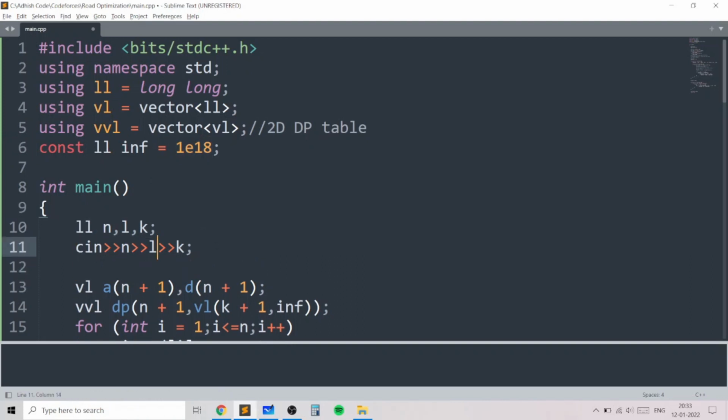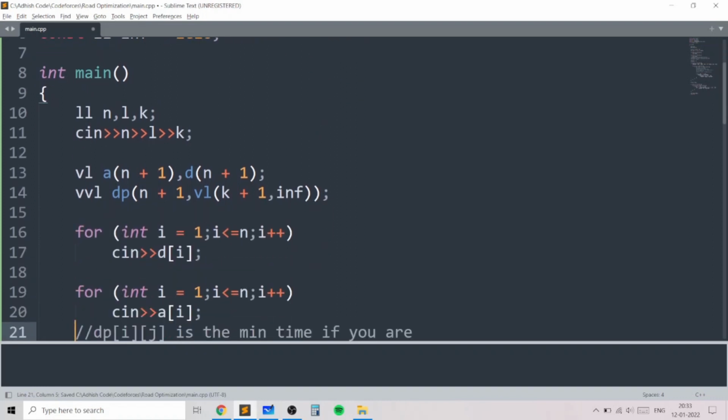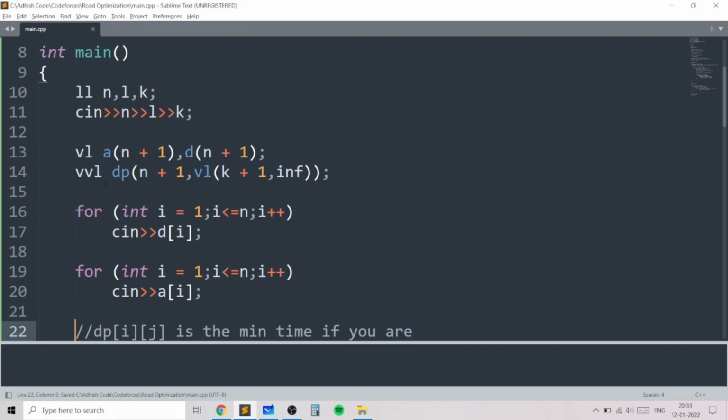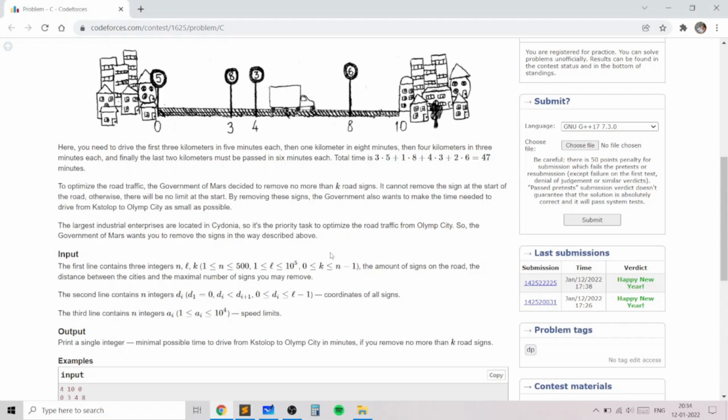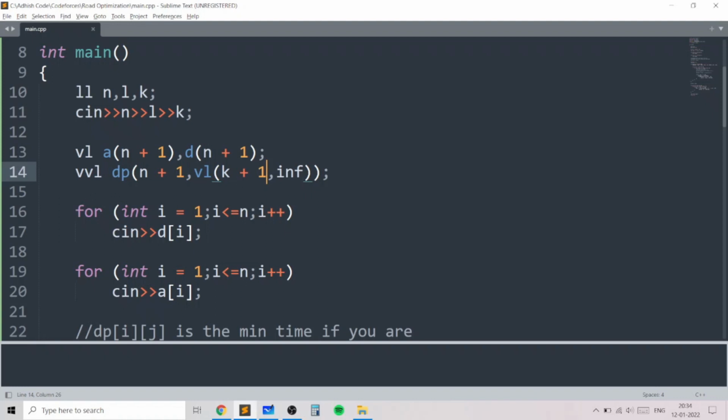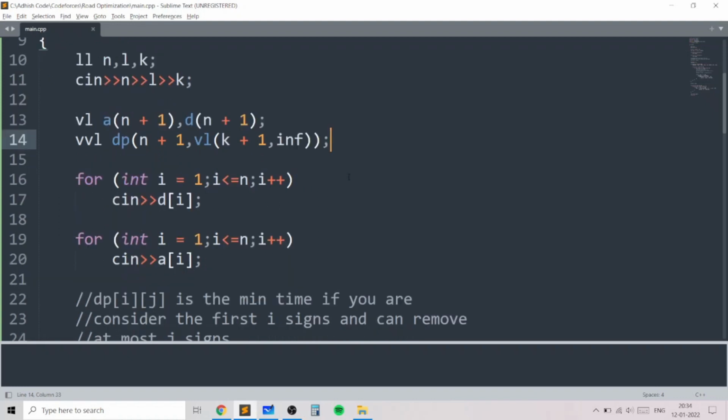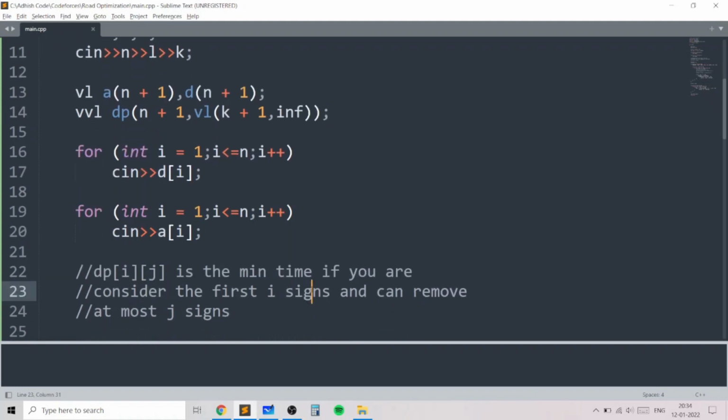For safety, we take in all values to be long, because in case there's any overflow, we don't want to take a chance. This is the A array, this is the D array, and this is the DP array. Note that the DP is n plus 1 cross k plus 1, because in the worst case, we are taking the value of dp[n][k], which represents the minimum time if you are considering the first i signs and can remove at most j signs.